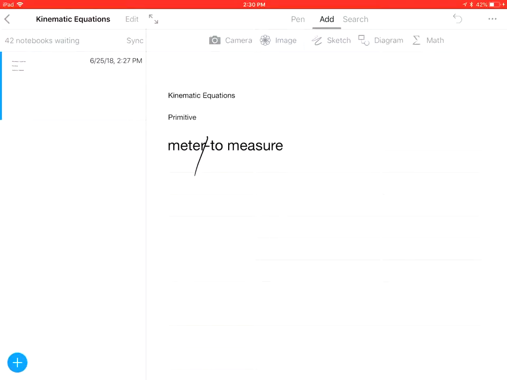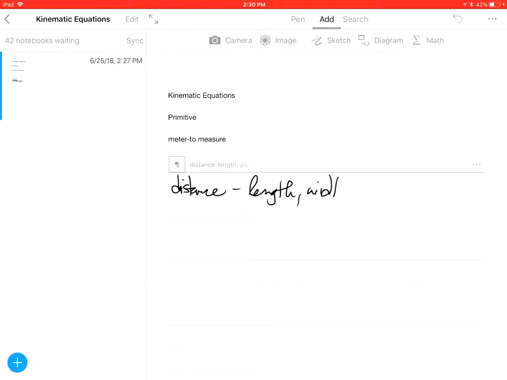So if we can measure some length with a meter stick, then we are able to measure a volume. I'm saying length, but just to be a little bit more formal, let me call it distance. Distance can be labeled in terms of length, width, and height.